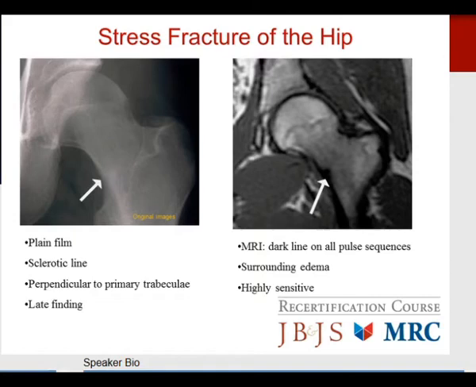We can see this on radiographs, but it's often a late finding on radiographs. It's a low signal intensity line, which runs perpendicular to the primary trabeculae. However, in MR imaging, we see the findings very early in the process. So again, we see a low signal intensity line, typically running perpendicular to the primary trabeculae of the given bone, and then adjacent marrow edema. So we can see this along the medial or lateral aspect of the femoral neck.